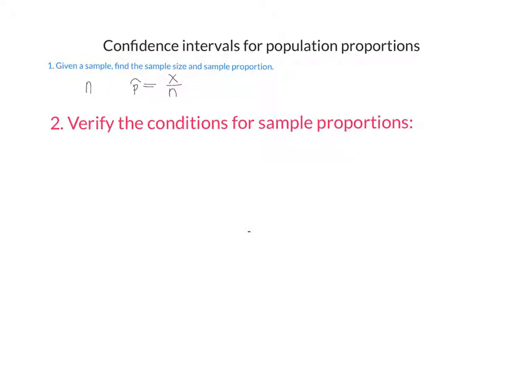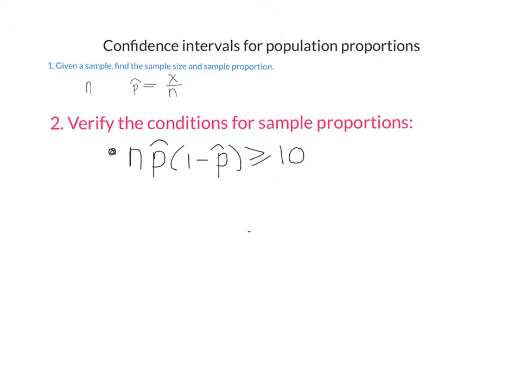The next step is to verify the conditions are met for sample proportions. The two conditions that we have here should look somewhat familiar. We're going to have n times p times 1 minus p has to be greater than or equal to 10, meaning our sample size has to be large enough. And since we don't know the population proportion, for p we will just use p hat here, because we are trying to estimate the population based off of a sample, so p hat is okay to use.